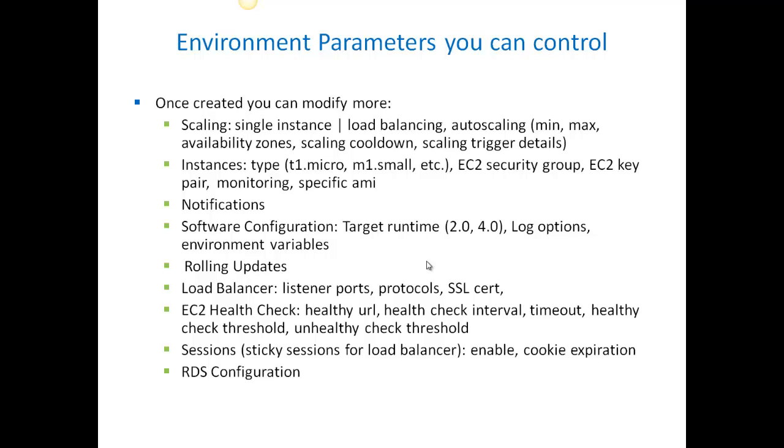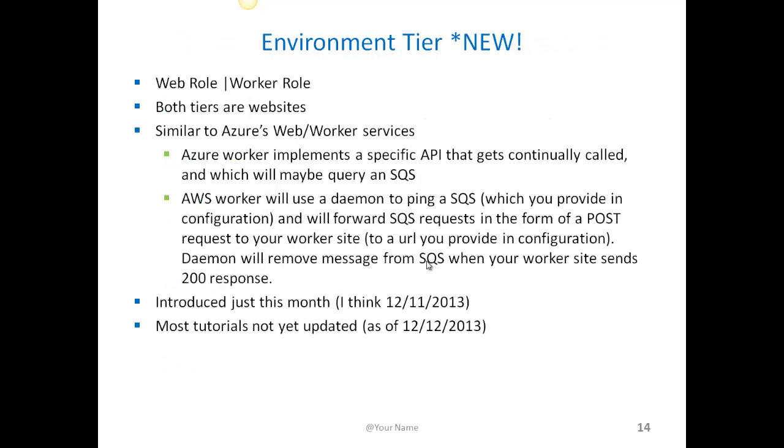A few other things. I mentioned earlier that we had a choice in environment tier between web role and worker role. So far, we just looked at the web role, and that's still going to be their default, but as of about 4 days ago, they introduced a new environment tier, which is worker role. And this is very similar to the Azure Web Worker Services. Both tiers are websites, though, in AWS. The worker doesn't have to implement a specific API like it would in Azure.